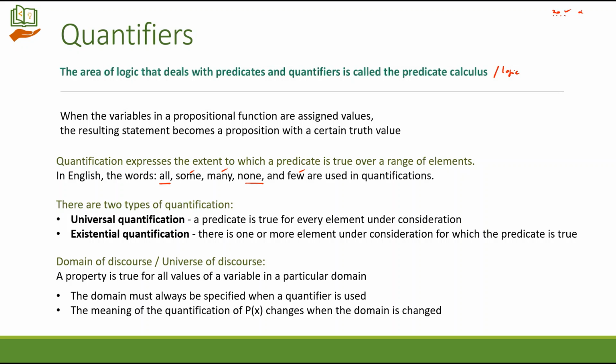The meaning of the quantification of p of x changes when the domain is changed. Say for example, when I say odd positive integer less than 10, it is about 1, 3, 5, 7, 9. When I say only positive integers, it will be anything greater than 0. When I say it's about negative integers, it is anything less than 0. When the domain changes, the meaning of the quantification will also change. When we see appropriate practice problems, you will understand this better.